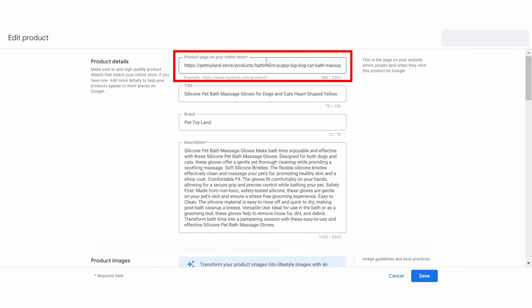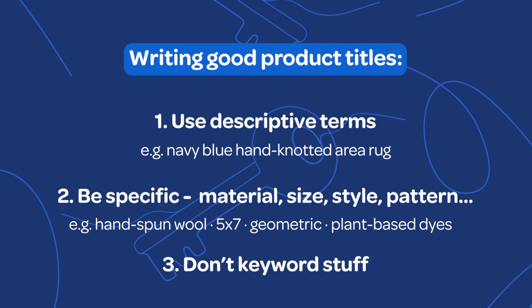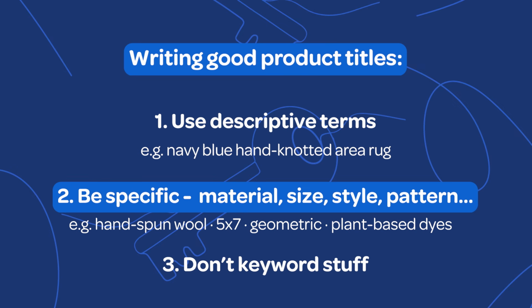This is the product page link. Pretty self-explanatory. I recommend you don't change it. Now here's the product title. This is an attribute I do recommend you consider for revising. You want to think like a shopper here and put in the keywords that best describe your product. That's, of course, its product type, such as navy blue hand-knitted area rug, to reuse my previous example, but also keywords that narrow down from a broad product category to more specific.